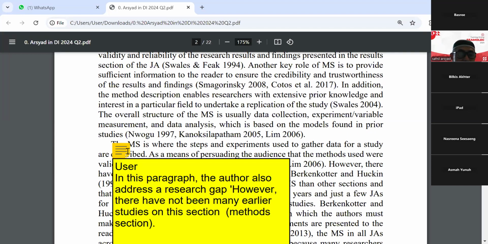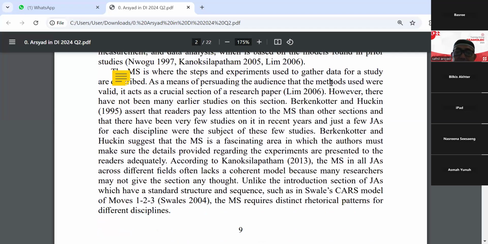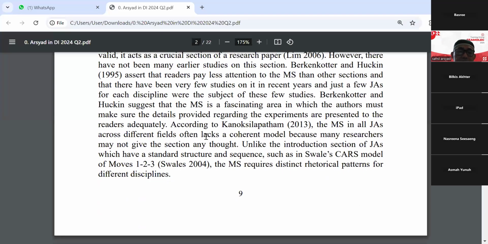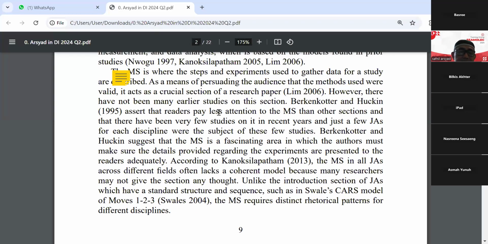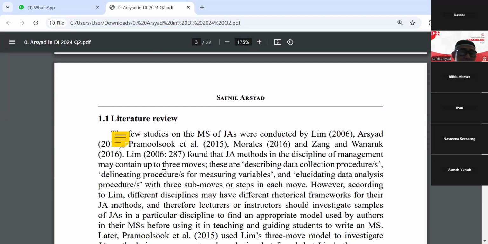In this paragraph, the author also addressed a research gap. This is the research gap. The signal of the research gap is the word however. There have not been many earlier studies on the method section. But you don't prove it yet here, that there have been very few studies on the topic. This is only an earlier statement, and then you have to prove it here under the literature review.